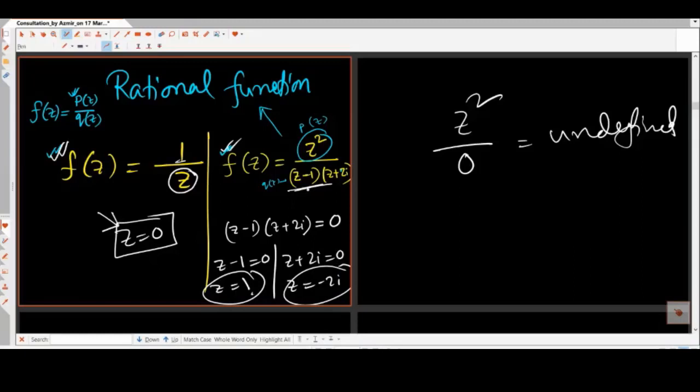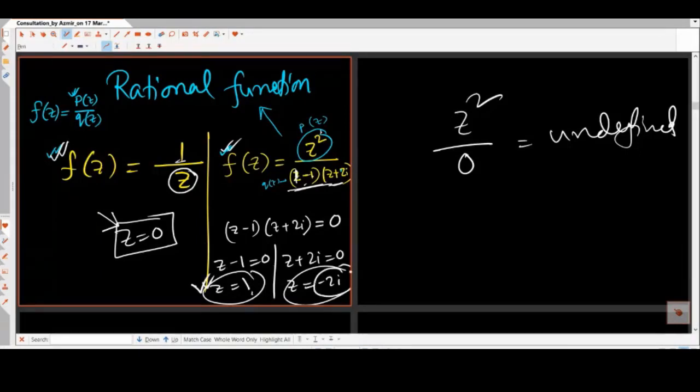If we input z = 1 here, 1 − 1 is 0, and 0 times something is 0. So something over 0 is undefined. That means at z = 1, the function is not defined, which means the function is not analytic. In other words, we can say the function is not holomorphic. It is not regular. It is not differentiable at z = 1.